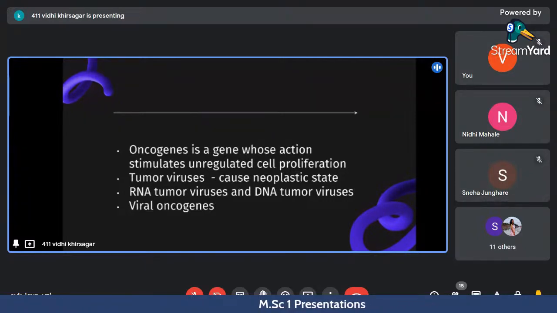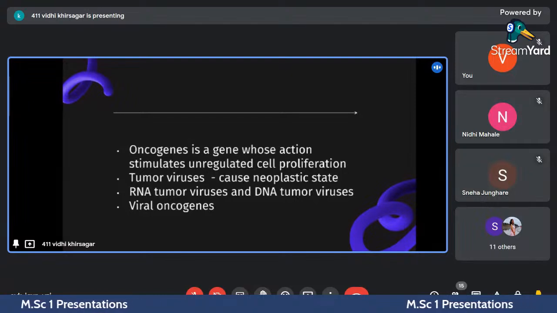Now, what are these tumor viruses? Tumor viruses are viruses which contain an oncogene in their genomic material. When these tumor viruses infect a cell, they transform the normal cell into a cancerous or neoplastic state. These tumor viruses might be of DNA or RNA origin. The tumor viruses which contain RNA as their genome are called RNA tumor viruses, and the tumor viruses which contain DNA as their genome are called DNA tumor viruses.